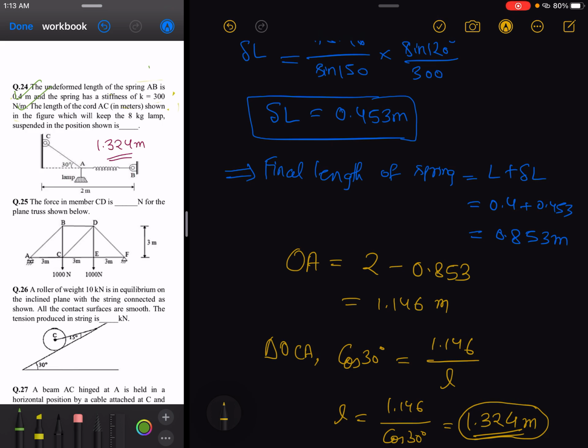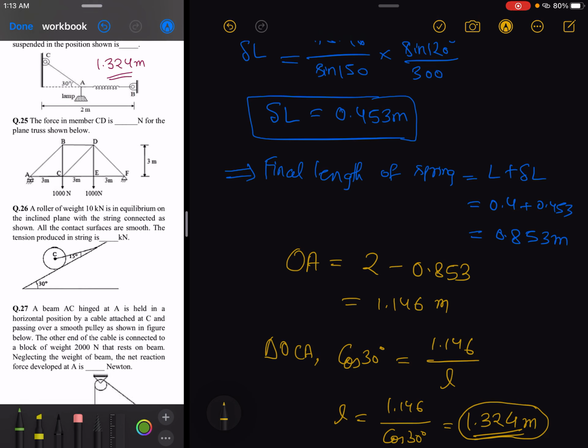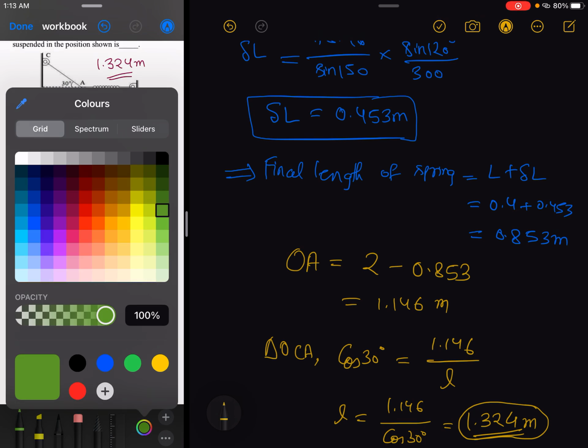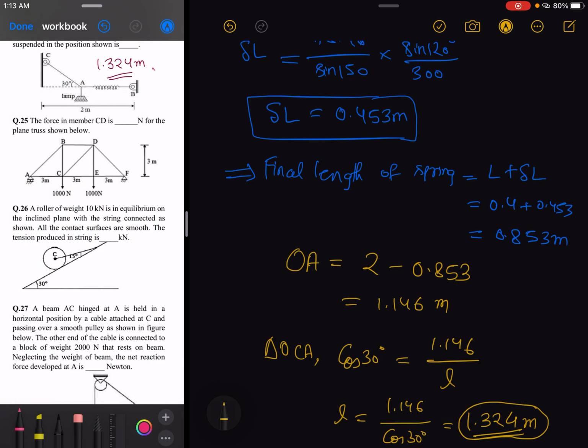Clear? Dear, question number 26 you should solve on your own. You should try it yourself, because we have covered the concept which is required to solve question number 26. I am telling the answer of this question. The answer of question number 26 comes out to be 5.17 kilonewton. First you should solve and then check the answer, and it comes out to be 5.17 kilonewton.